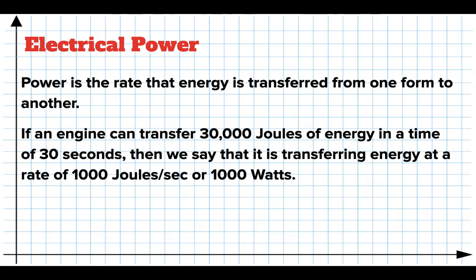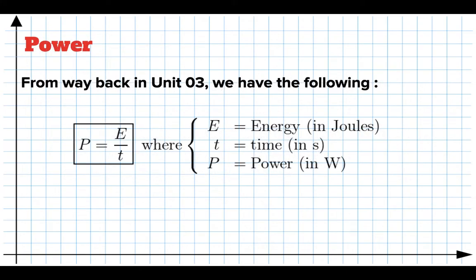So if my engine can transfer 30,000 joules of energy in 30 seconds, then we would say that it's transferring energy at a rate of 1,000 joules per second, or 1,000 watts. You may remember from back in Unit 3, the power was the work, or the energy transferred, divided by the time. So anytime energy is transferred, which it is often in electrical circuits, the power is the energy that's transferred divided by how long it takes to transfer that energy.